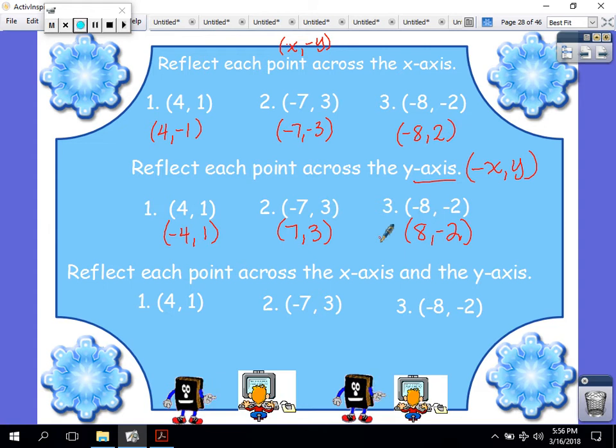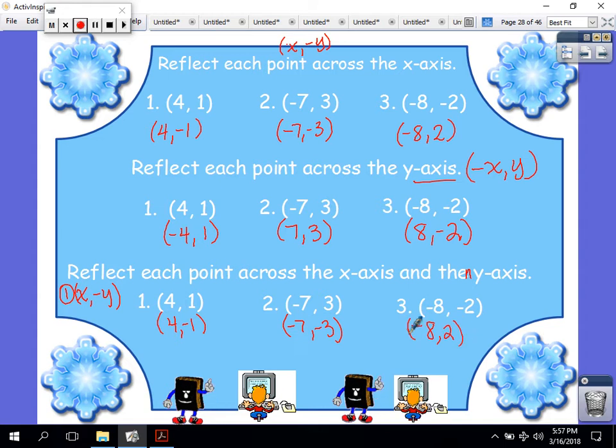All right, for this bottom set, it says to reflect across the x and then the y-axis. And I'm missing the n in then. So there. All right, so here we go. First we're going to do the x-axis rule. So that will be our first rule. So I'm going to put number 1. We're going to do x stays the same, y changes to its opposite. All right, so let's go through and do that first. So here, the 4 is going to stay a 4, and then 1 becomes negative 1. Number 2, negative 7 stays negative 7, and 3 becomes negative 3. And then 3, the negative 8 stays a negative 8, and the negative 2 becomes a positive 2.